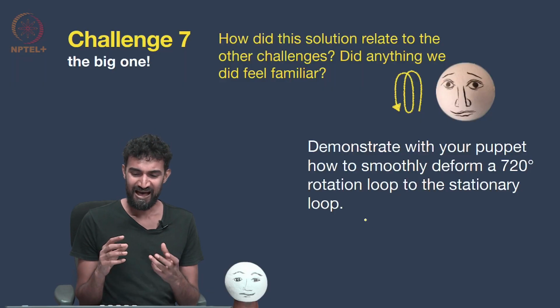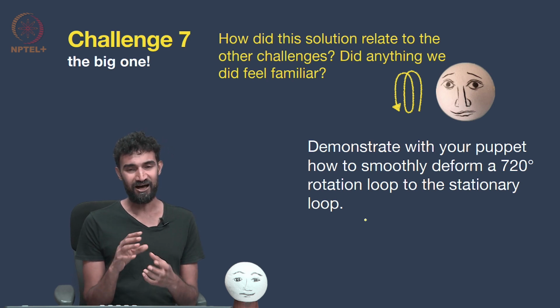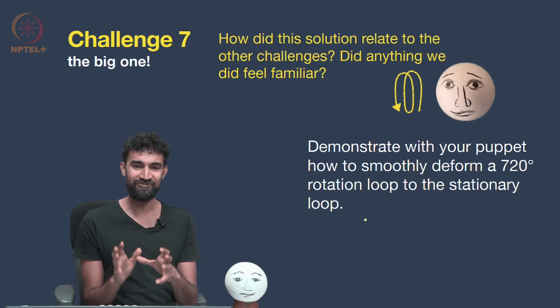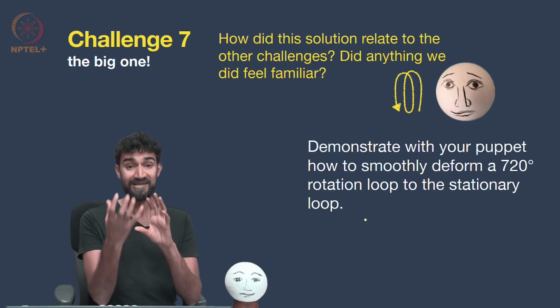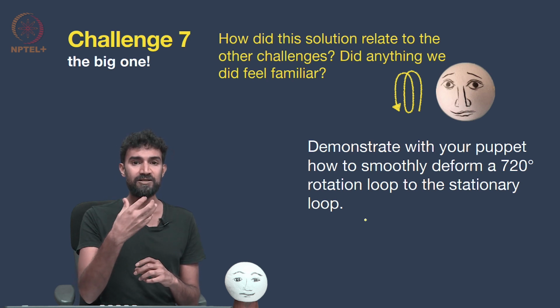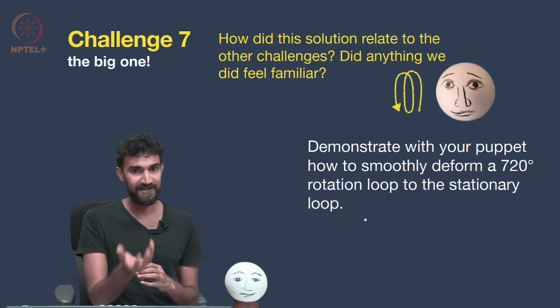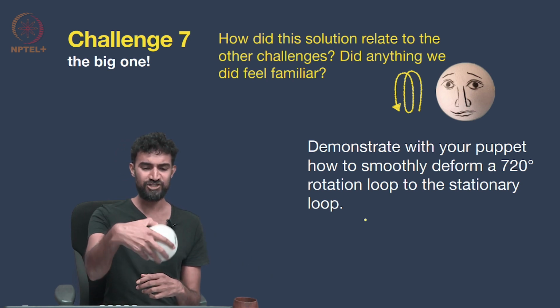All right, so how did this solution relate to the other challenges? Did anything seem familiar that you did while you were deforming this 720-degree loop to the stationary loop? And did we end up using any of the other challenges in the process? Well, what are we actually doing?